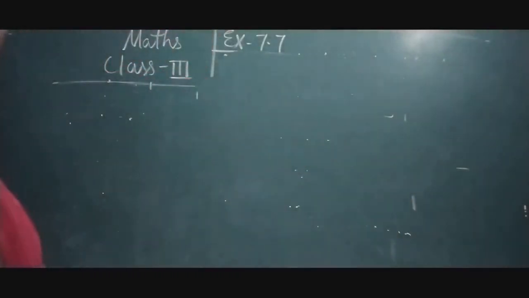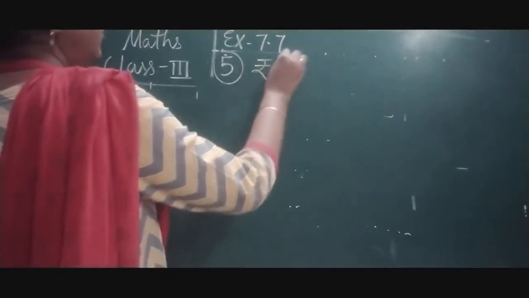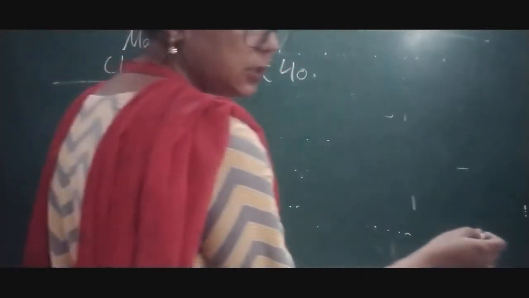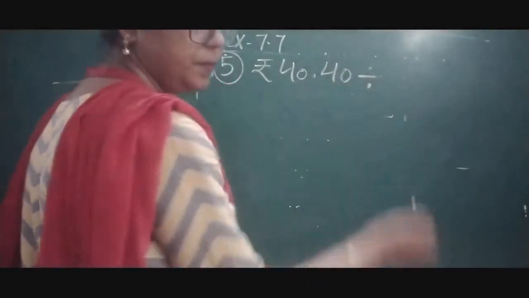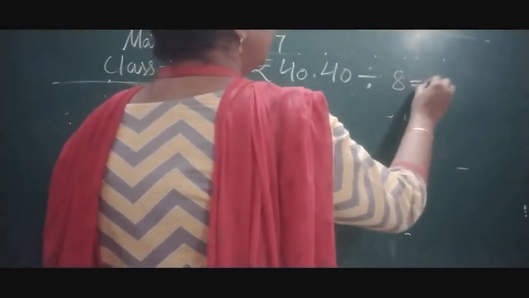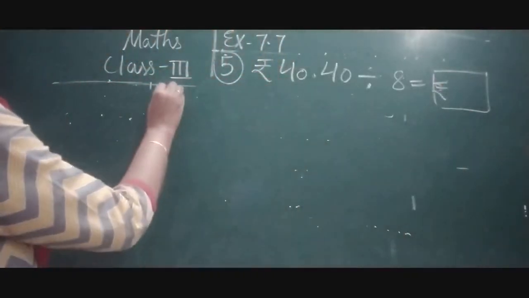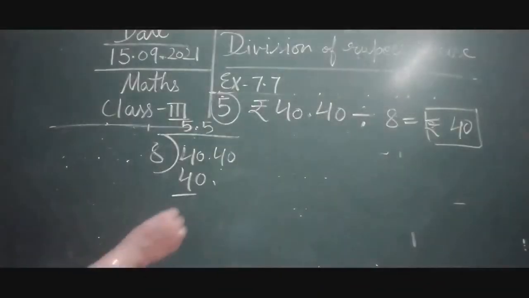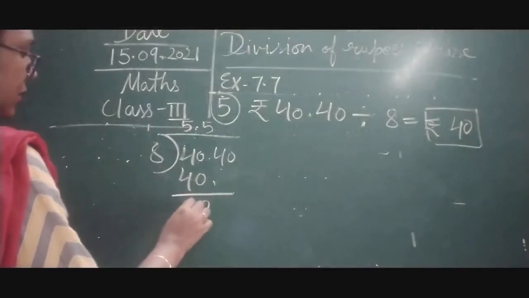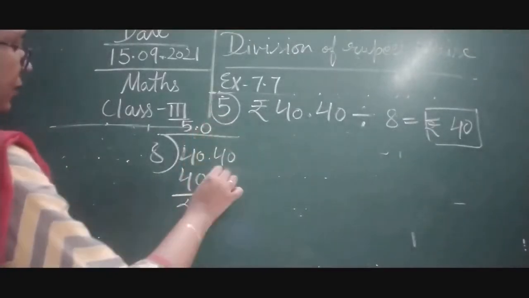Now children we will do number 5. At number 5 you can see rupees 40 and 40 paise divided by 8, and the answer you will get in rupees. Okay, so here we will do 40 and 40 paise divided by 8. So children, 40, nothing will be left. Okay, so we will write 0 over here.